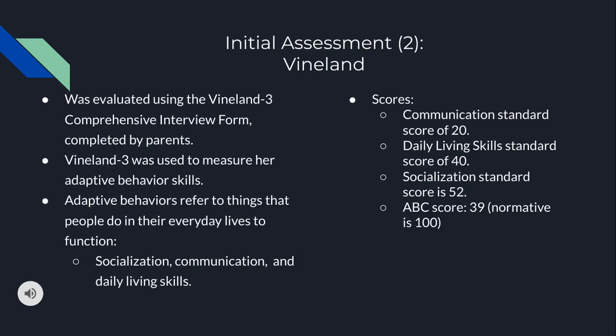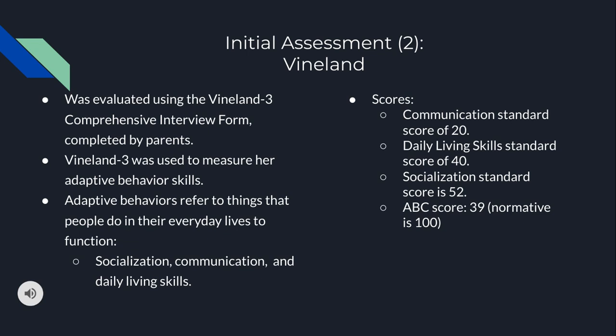Looking at the Vineland assessment next, E was evaluated using the Vineland 3 comprehensive interview form. These were questions given to the parents regarding E and her behaviors. So Vineland 3 was used to measure her adaptive behavior skills, and adaptive behavior skills are things that people do in their everyday lives that help them function, such as daily living skills, socialization with others, and communicating with those around them. So if you look on the right, you'll get the chance to see E's scores.